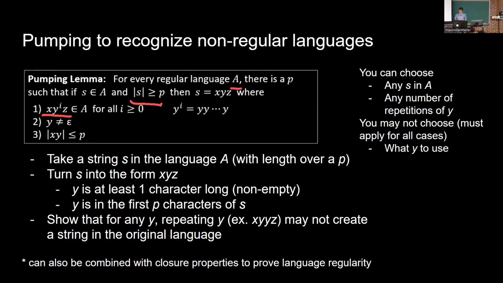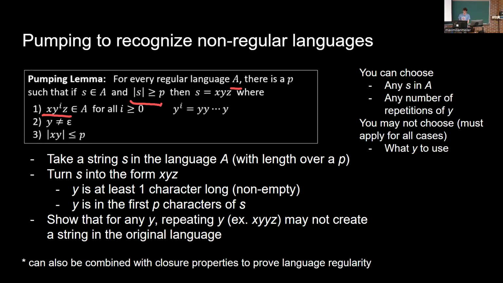Well, we're trying to prove that a language is irregular, right? So what we do is we choose an S, a string, in a language A. And this can be any string, right? You only have to do this for one string as long as that string works. And this string has to have length over p. A lot of times you will be using the fact that it has length over p in combination with this to force your y to be something, but we'll get to that later.